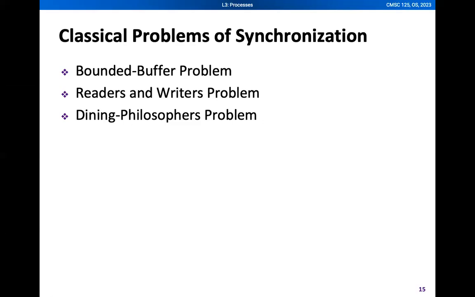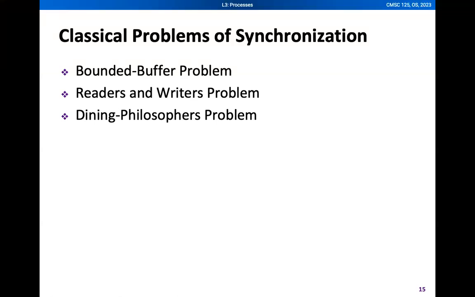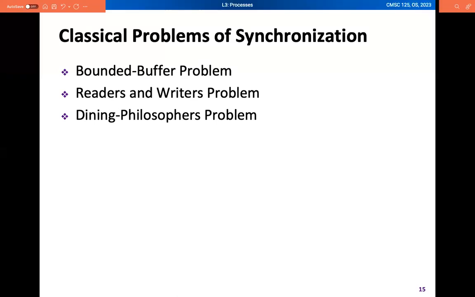So, hi everyone. In the previous video, we discussed the concept of deadlock and starvation. For this video, we are going to discuss the classical problems of synchronization. The classical problems of synchronization are a set of well-known problems in computer science, or in operating systems, that deal with the issue of coordinating multiple threads or processes that try to access shared resources.